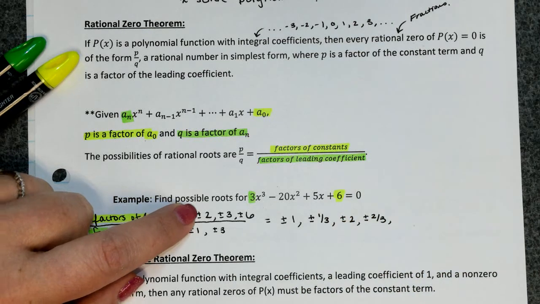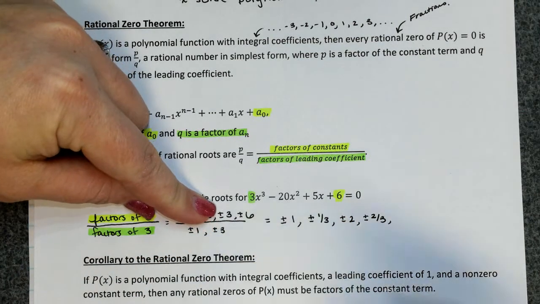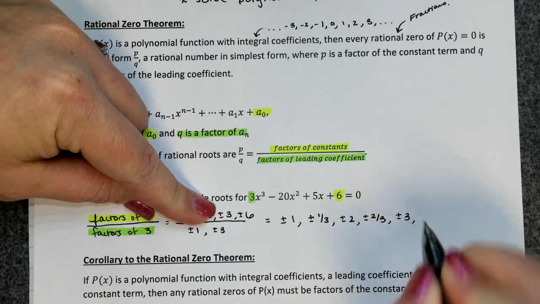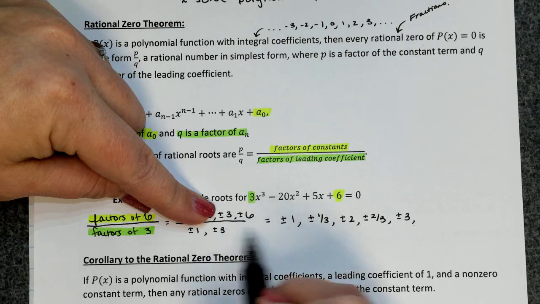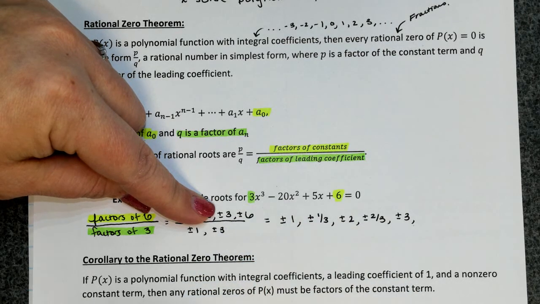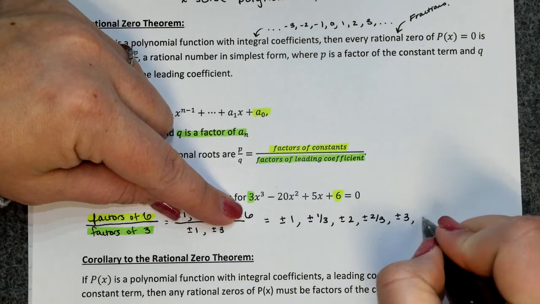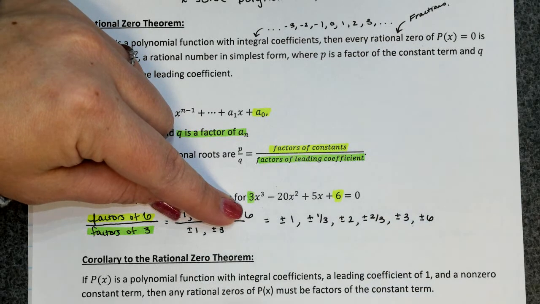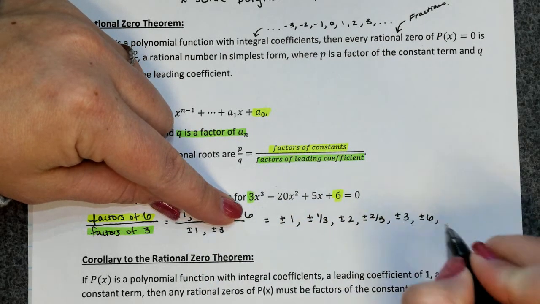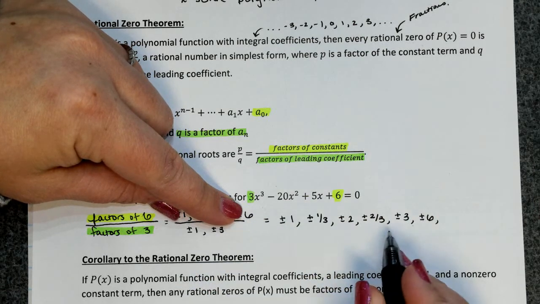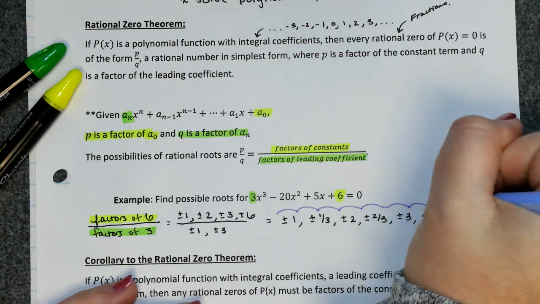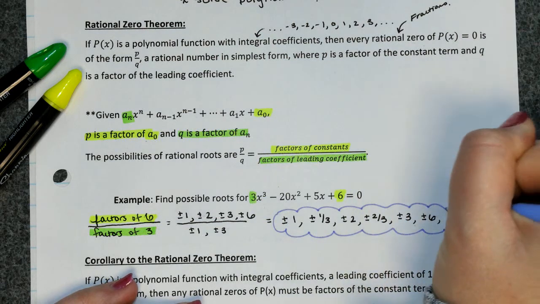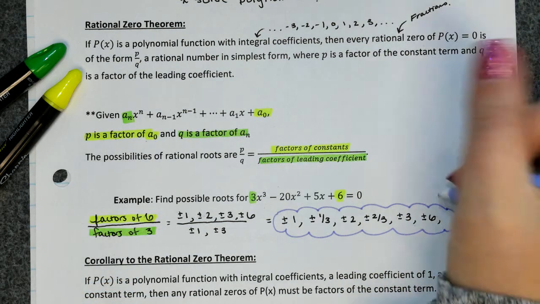I'm just going through and making this list. The next one would be 3 over 1, so positive or negative 3, and 3 over 3. But wait a minute. 3 over 3 is 1, which we already have in our list, so we don't have to write it again. 6 over 1 is 6, and 6 over 3 is going to be 2, which is already in our list, so we don't have to add that one. So this list right here, these numbers are going to be the possible roots.